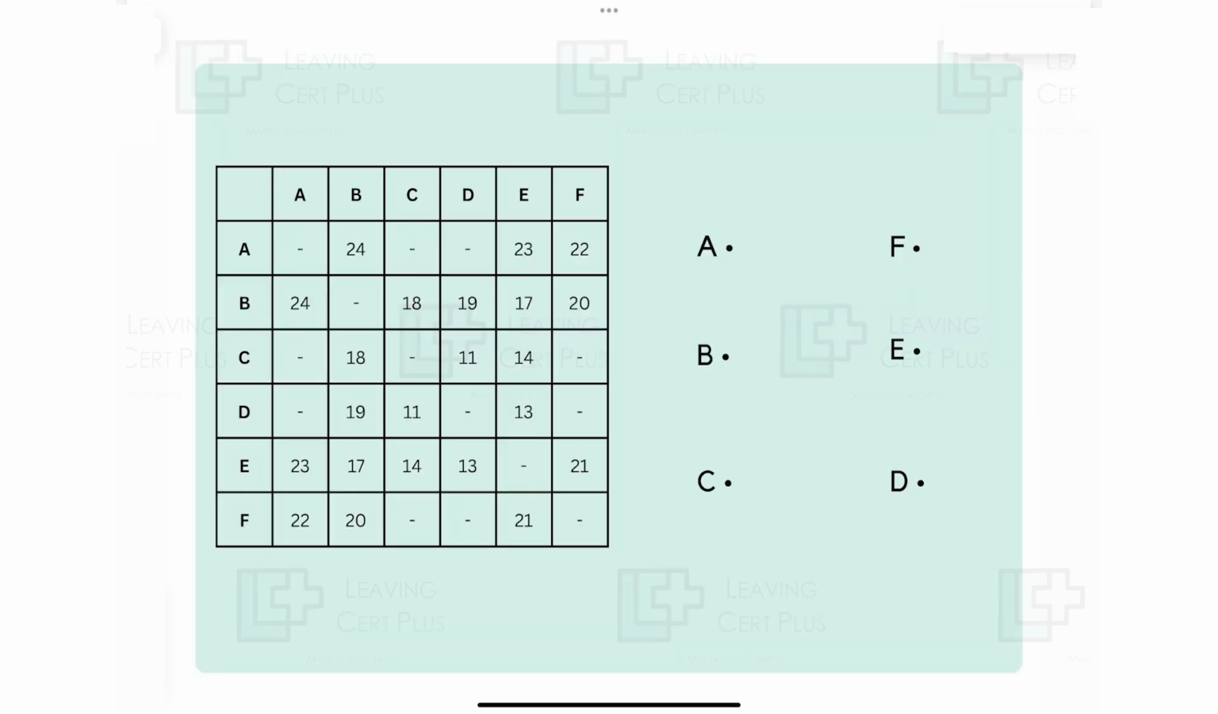So I've got a distance matrix here, and we want to draw out the associated network, the associated graph to this matrix. So let's look at all our different connections. If there is no connection, we don't write 0. If we write 0, that means there's a weight of 0, but there is a connection. We just put a little dash if there's no connection. So there's no connection from A to itself. A is connected to B, and that's got a weight of 24. It's not connected to C or D, but it is connected to E with a weight of 23 and F with a weight of 22.